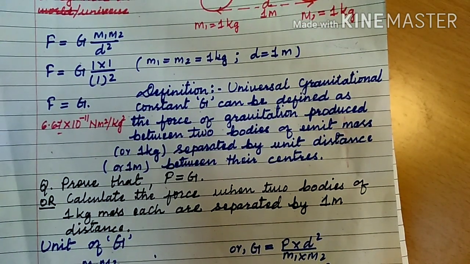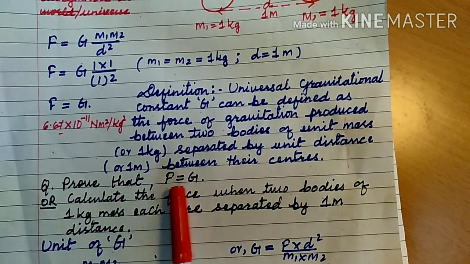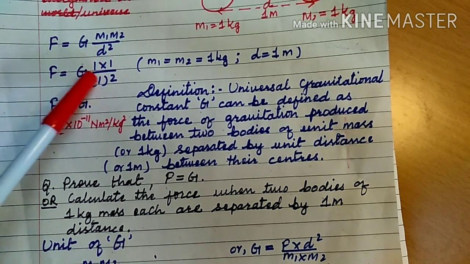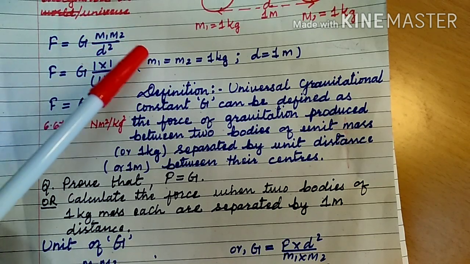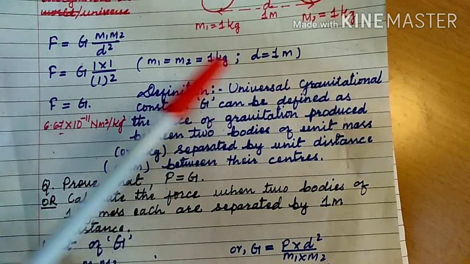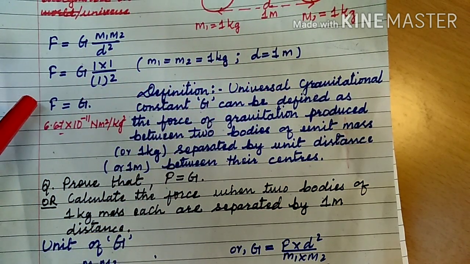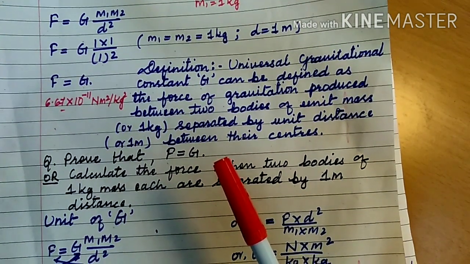Now from this part you will get this type of question: prove that F equal to G. For proving this you have to consider this condition and write this way. Supposing the mass of the first body and second body is equal to 1 kg, and the distance between their centers is 1 meter, then by putting these values in this formula we get F equal to G. So this is the answer. Now it can be asked in another way also: calculate the force when two bodies of 1 kg mass each are separated by 1 meter distance. So this is the way of asking questions from this part.